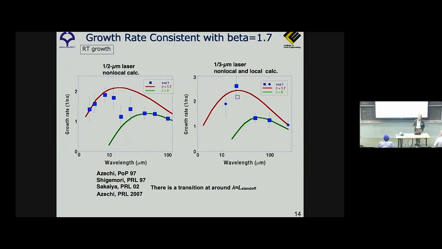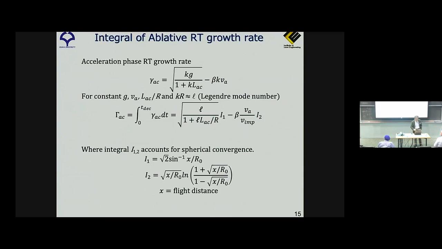And experiment shows that beta of 1.7 at least is in very good agreement in a short wavelength region. The longer one has another physics, so I don't want to say anything about this now. So the process is now to integrate the growth rate gamma with time.